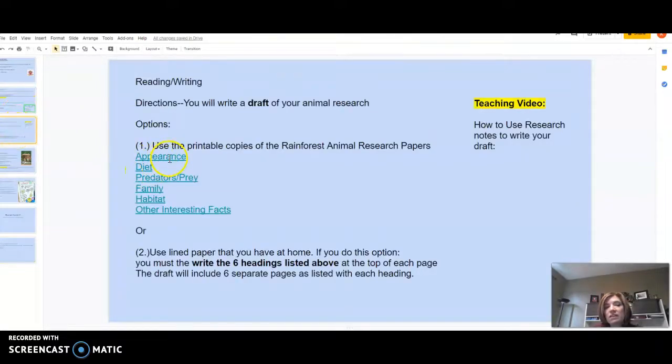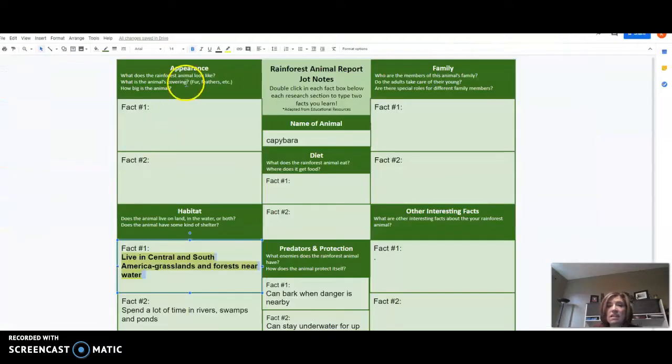So you're going to use these pieces of paper right here. We have 6 headings, and they match up with the 6 headings: appearance, diet, predators, family, habitat, other interesting facts. Those are the same headings that are right here: appearance, habitat, diet, predators, family, other interesting facts. So we're going to create a section of a paper for each one of these particular headings. So let me show you how you would do that.